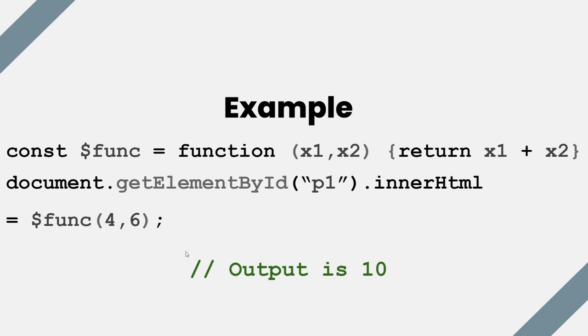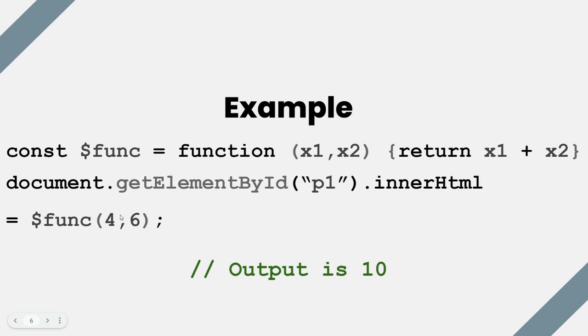So in the next line, we have our JavaScript outputting. Here we made use of the document.getElementById of p1 dot innerHTML, and you would see that to actually reference this function we made use of the variable name $func, and this particular variable name actually holds the argument for this function.